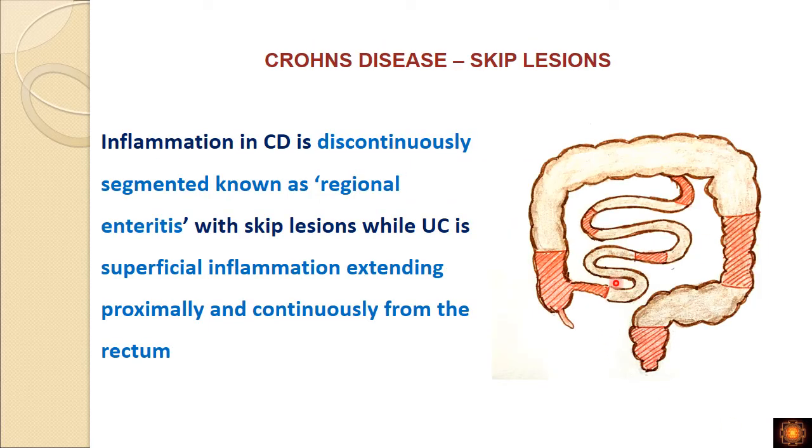Because it involves the intestine in a discontinuous fashion, if you see here, parts of the intestine are involved, and in between we have the normal intestine. So we call them skip lesions, and as it is involving discontinuously, we call it regional enteritis. When we see ulcerative colitis, it is a superficial inflammation which involves the intestine in a continuous fashion. It involves only the colon, and that also in a continuous fashion, not in the way Crohn's disease is involving.